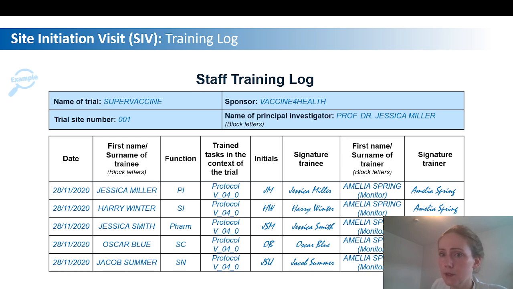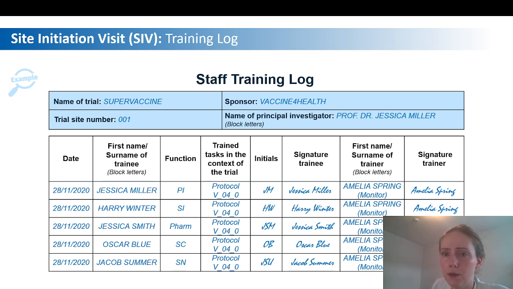Another important log is the training log. This log provides an overview of which trial-related training each staff member has followed. There are different kinds of trainings that might be given as a part of a clinical trial and captured in the log, such as training for the study protocol, lab manuals, investigator brochure, for the CRF, and possibly others. This again depends on the trial.